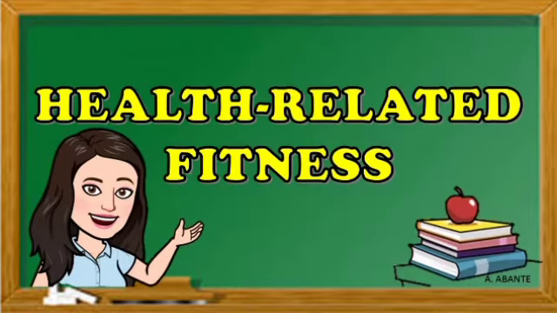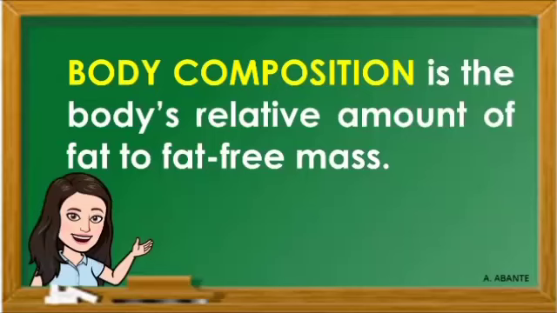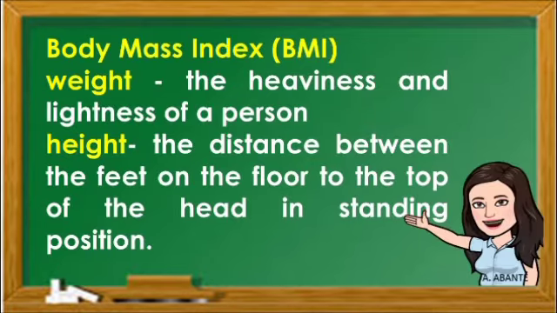Health-related fitness. Body composition is the body's relative amount of fat to fat-free mass. Our bodies include fat, protein, minerals and body water. Body mass index or BMI includes weight, the heaviness and lightness of a person, while height is the distance between the feet on the floor to the top of the head in standing position.